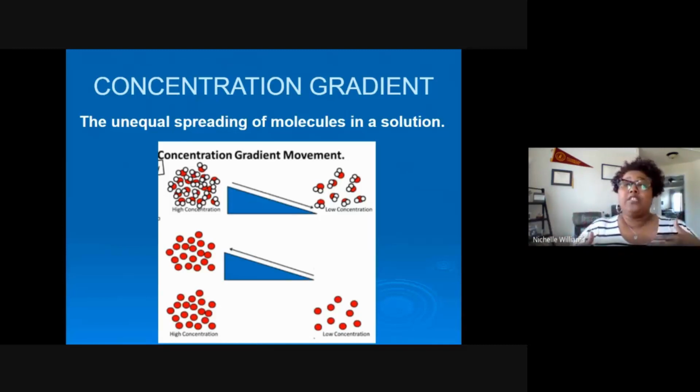If you're standing on a hill, is it easier to stand at the top of the hill and roll down? Or is it easier to push something up a hill? Naturally, to be at the top of the hill and roll it down. So that is without energy or much effort. So that's what we mean when we mean concentration gradient.